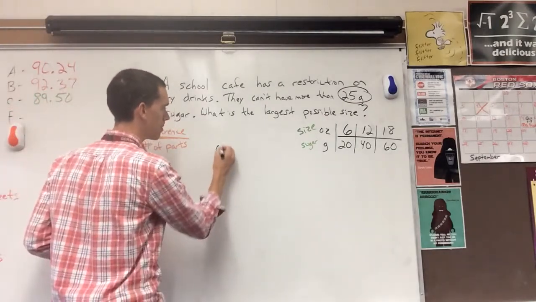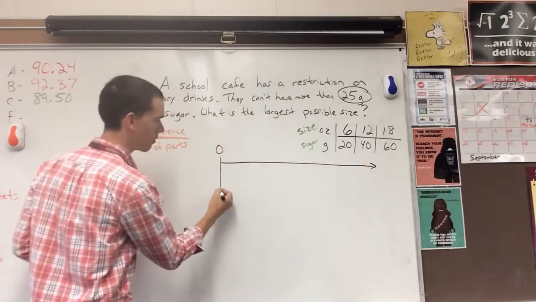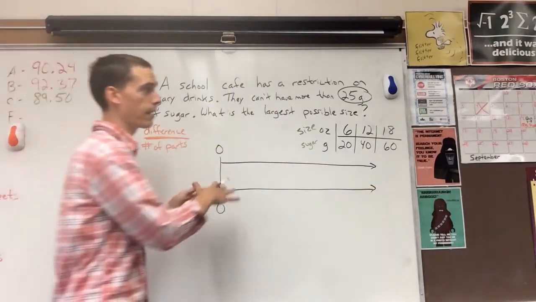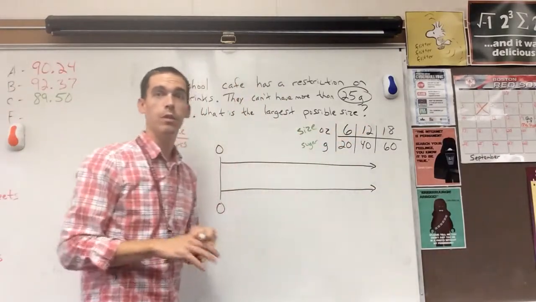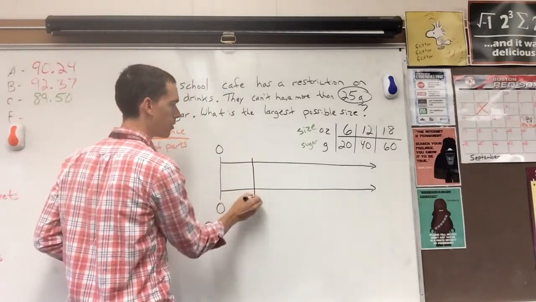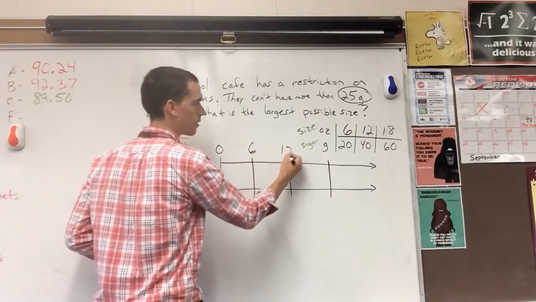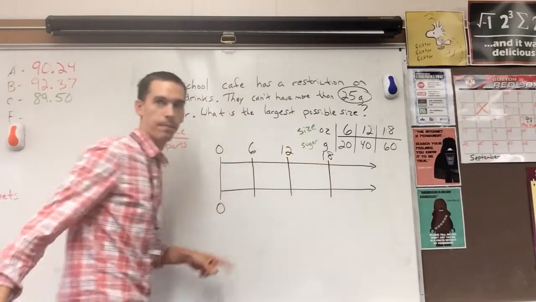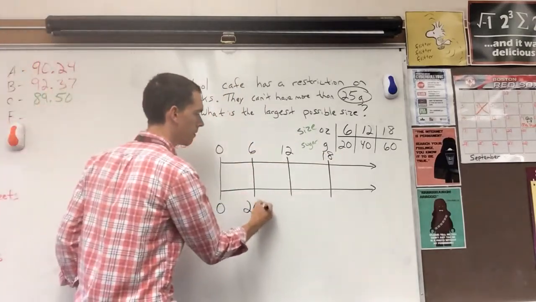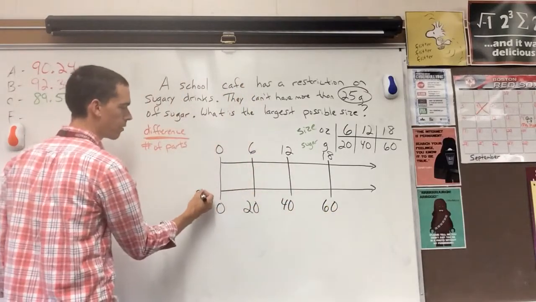So we start with our zeros and extend out two number lines that are parallel with each other. And we have these three values given to us, which means we have three tick marks that we can put on this diagram. So for example, the first one is 6, 12, 18, and then we go beyond this with the equivalent ratios of 20, 40, and 60. And that's in grams of sugar.